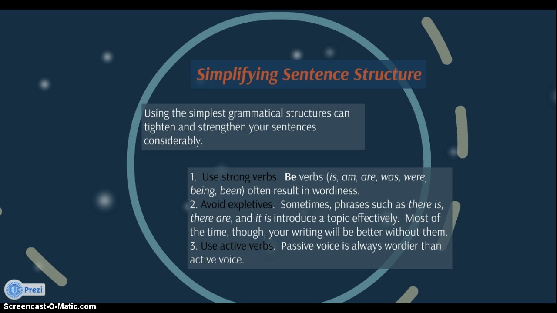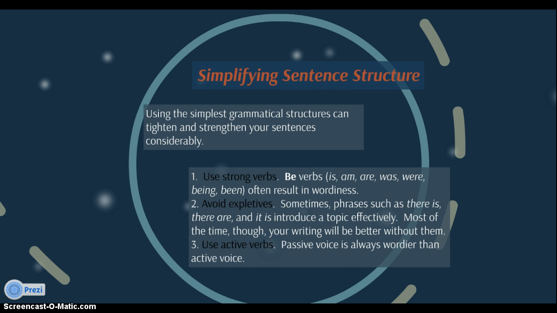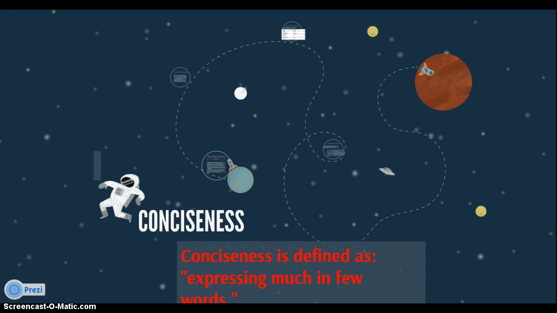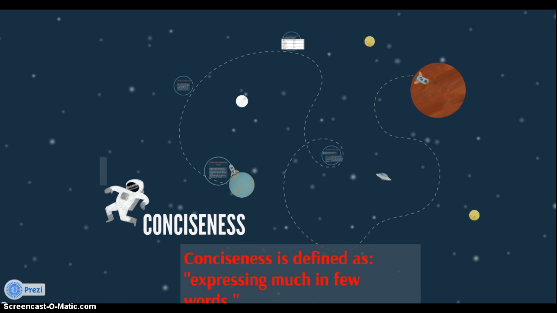And third, this kind of ties in with number one, use active verbs. Anytime you use passive voice, it's always going to take more words than using active voice. So if you are a little confused about passive and active, go back and watch the video over passive and active voice to help you remember the differences between those two things. Active voice is always going to make your writing stronger. So conciseness, very important in writing when you need to say a lot in a little bit of room. So remember these things and your writing will be much more concise and a lot more interesting to read.